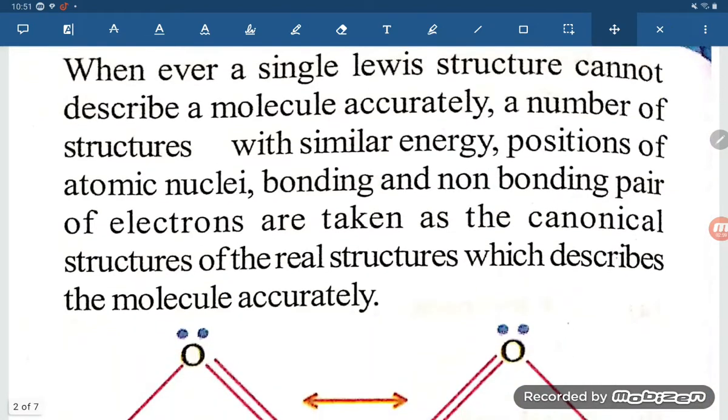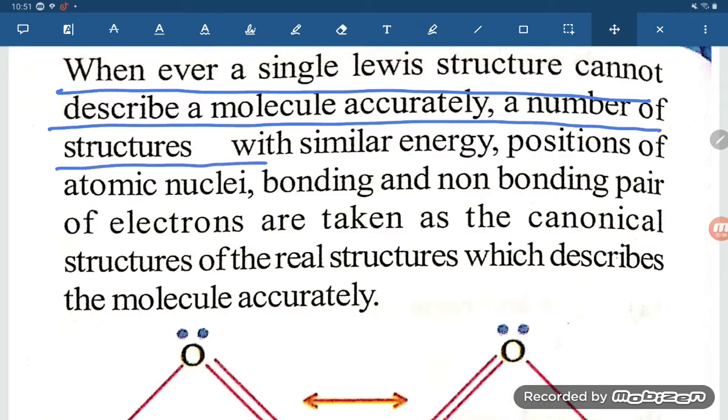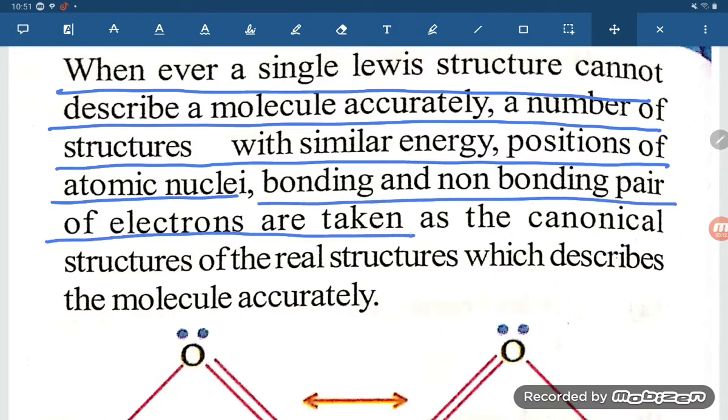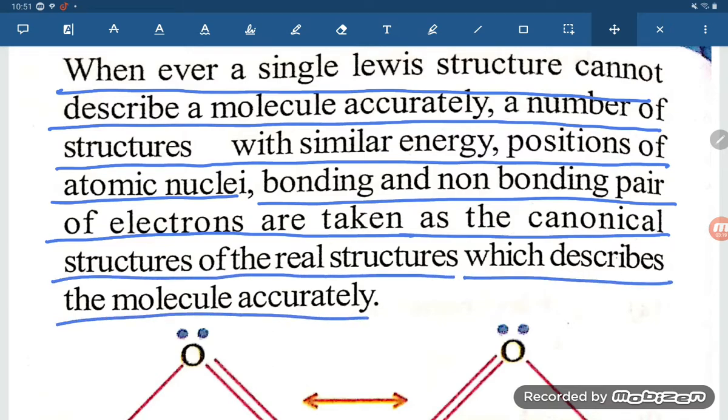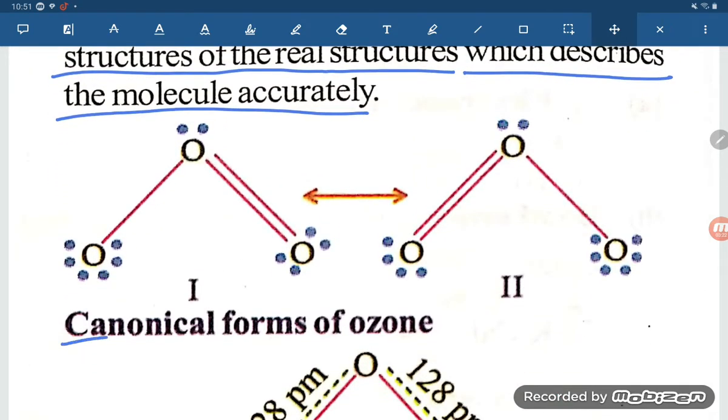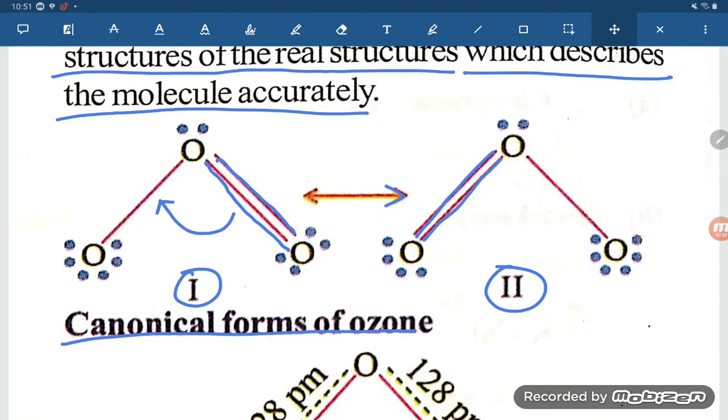Now let us try to understand with the help of ozone. Whenever a single Lewis structure cannot describe the molecule accurately, a number of structures with similar energy, position of atomic nuclei, and bonding and non-bonding pairs of electrons are taken as the canonical structures of the real structure, which describe the molecule accurately. This is the canonical form of ozone, canonical structure 1 and 2. In one there is a double bond, and this double bond shifts one bond here. This is a continuously reversible process. Sometimes the bond goes here and sometimes here. So this structure is known as the canonical structure.